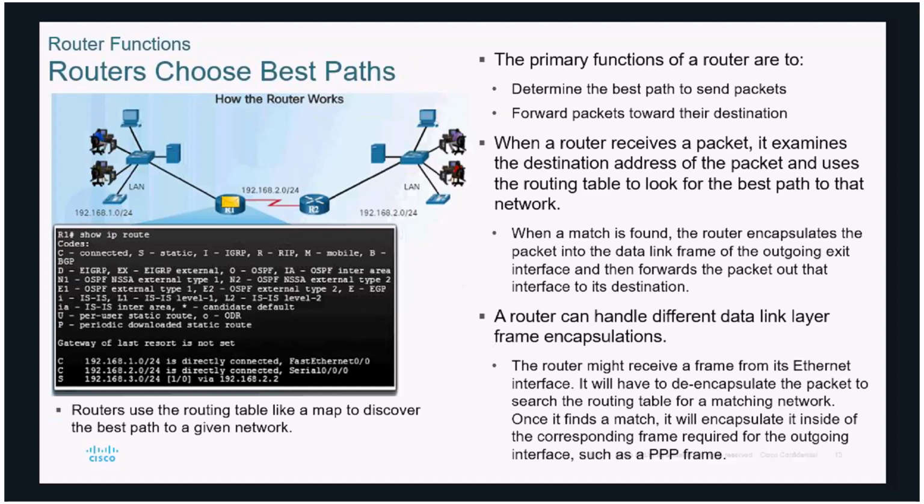As the exit interface changes, the router can handle different data link layer frame encapsulations. It also might receive a frame from its Ethernet interface. In that situation, it has to de-encapsulate the packet to search the table for a matching network. Once this match is found, it will think about encapsulation. It puts a frame around the packet, inside the corresponding frame for the right interface, so it goes out the right path.